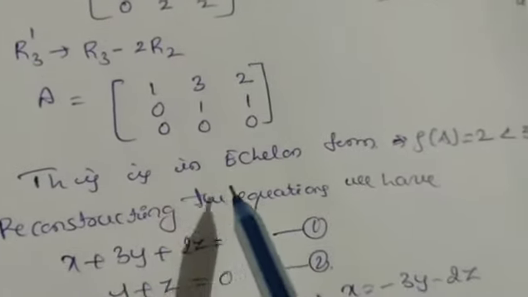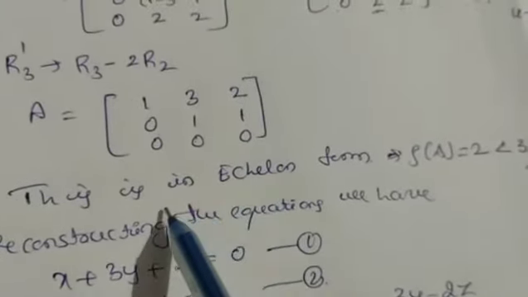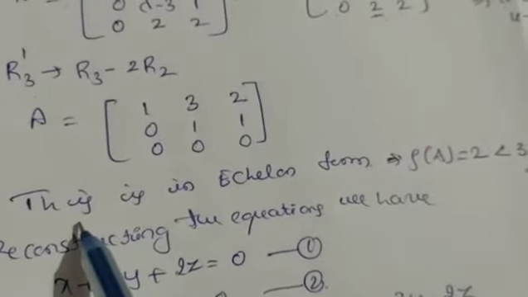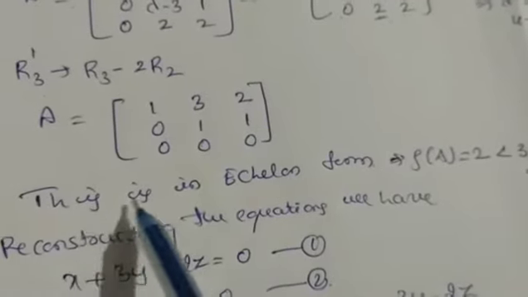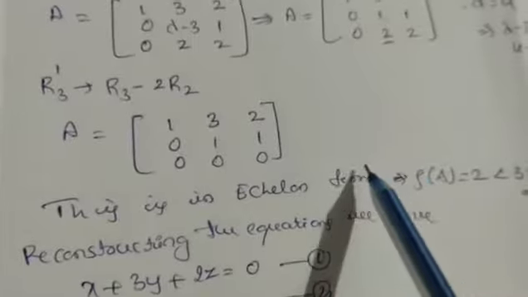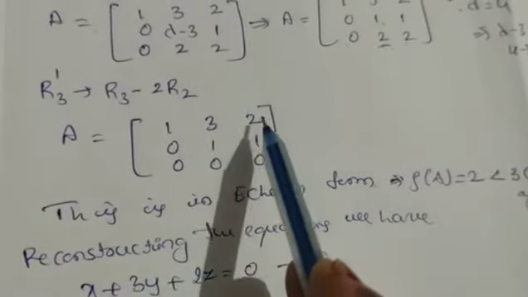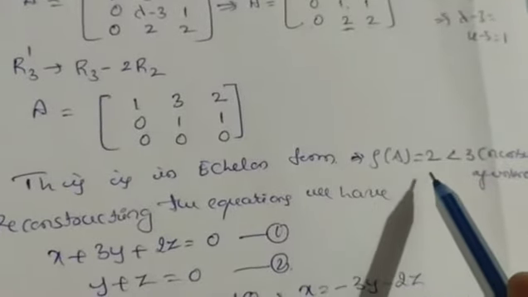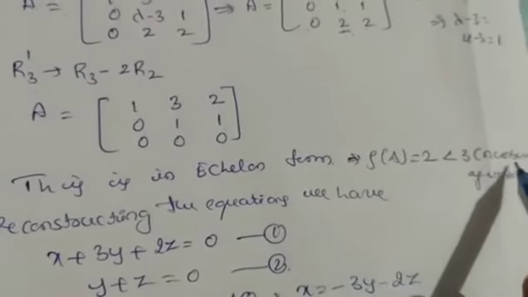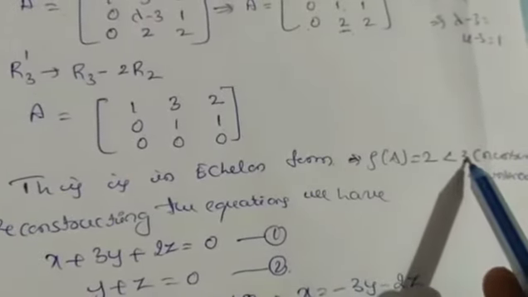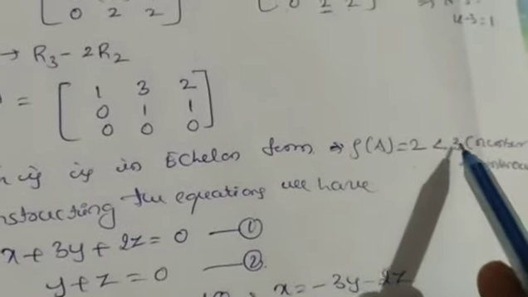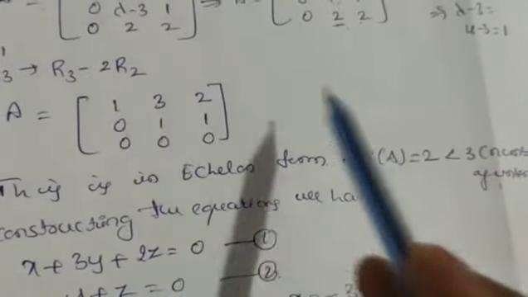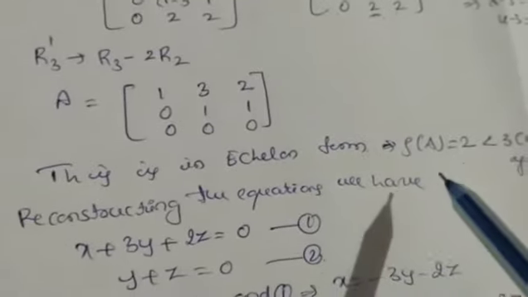So this is in echelon form. You know, echelon form means the number of non-zero rows gives the rank of the matrix. So rank of A is equal to the number of non-zero rows. It has only 2 non-zero rows. Therefore rank of A is equal to 2, which is less than 3. Why less than 3? Because here we have 3 unknowns x, y, z, so it is less than the number of unknowns.